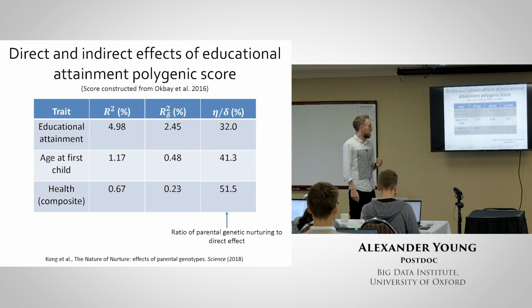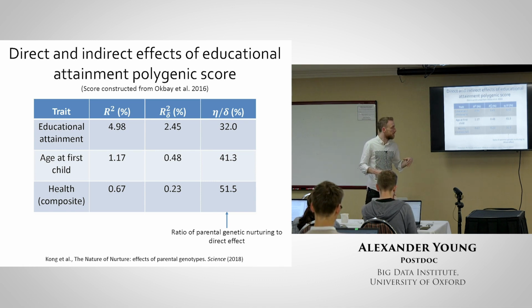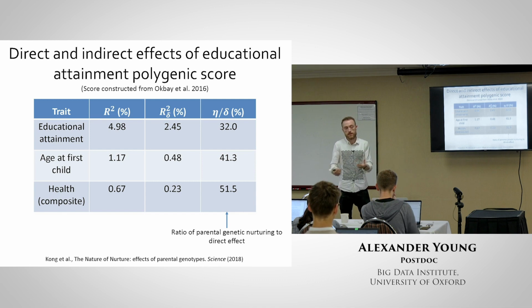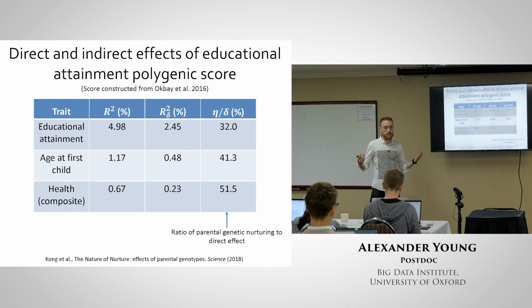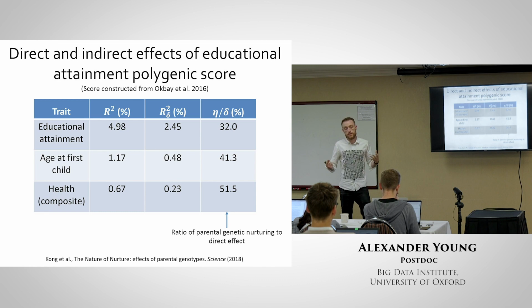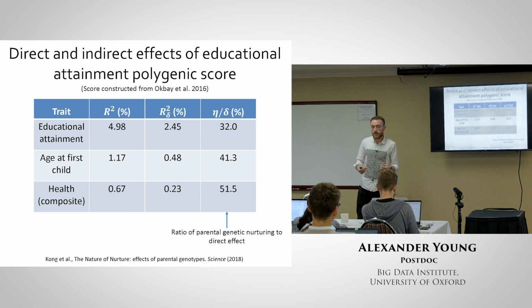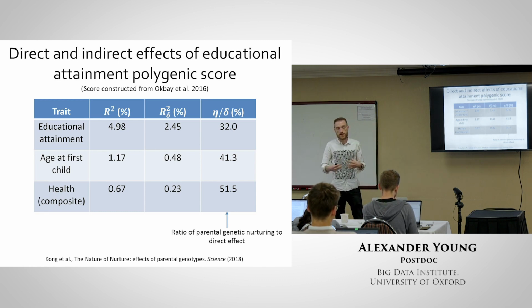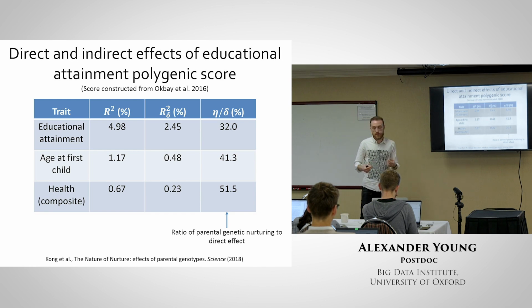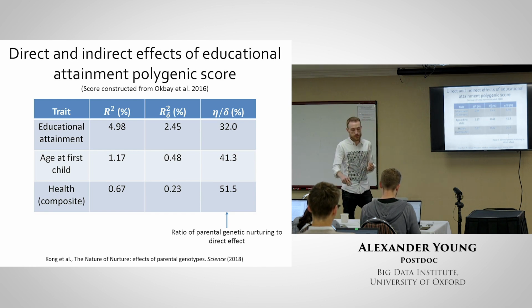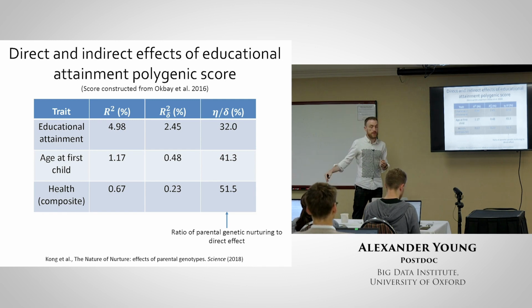So then we also applied the educational attainment score to look at the variance explained in age at first child by the educational attainment score, and that was around 1%. But again, we saw that a big fraction of that was likely to be due to the indirect effects from the parents. And this is important because the age at which you have your first child is a fertility trait that affects human evolution. And this fits in with another paper that I was involved in where we showed that there was a decline in the mean education polygenic score in Iceland over the 20th century.